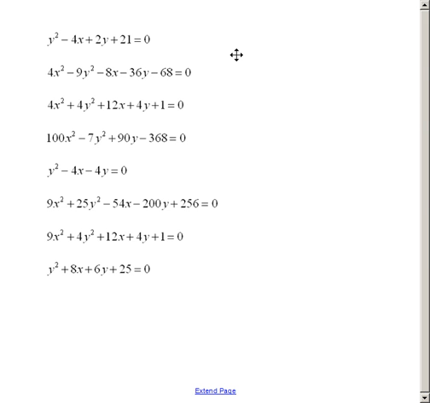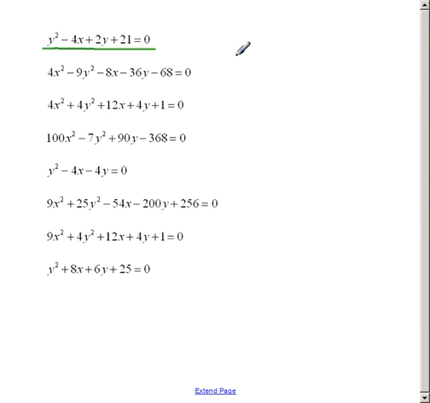This lesson is going to cover identifying conics that are not in standard form and also quickly completing the square. If you look at the first example on the top, you'll notice that only the y is squared, not the x. Whenever there's only one of them squared, you can easily identify that that has to be a parabola.